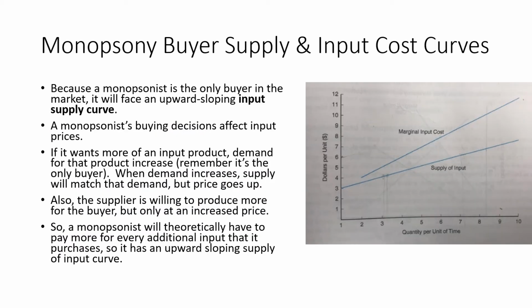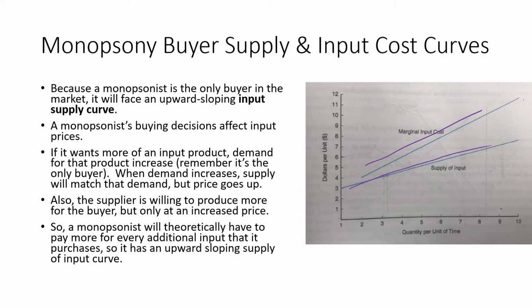So with that, we get an interesting input cost curve and an interesting supply of input curve for monopsony buyers. Because monopsonists are the only buyer in the market, the more product that they buy, that raises the entire market demand because they're the only buyer demanding that product. So when they demand more product, the price of that product is going to increase because they are the only buyer making up the buyer's market. If they demand less of that product, the product price will decrease.